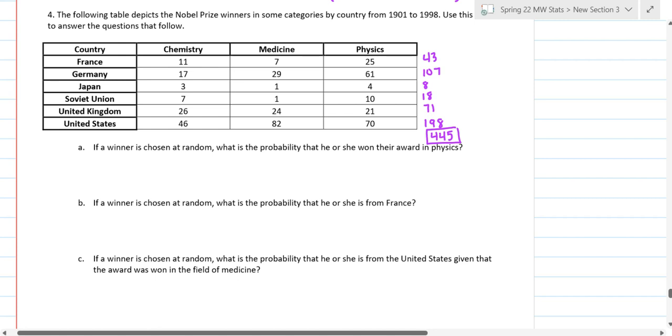And then for chemistry, this adds to 110. Medicine, 144. And then physics adds to 191. So if a winner is chosen at random, what is the probability that he or she won the award in physics? So you would do the total physics, 191, out of the total, 445. And that would give us 0.429.